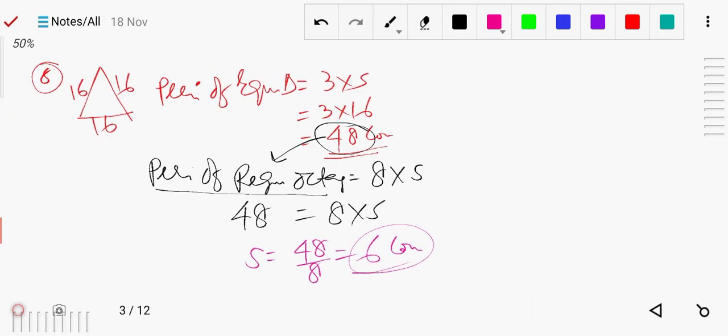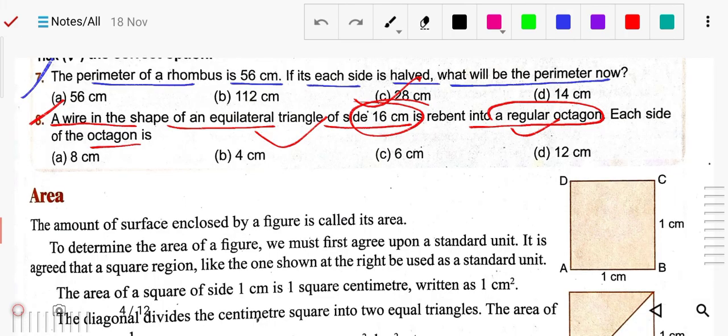Okay, you can check that. In the octagon there are 8 sides. So this is your answer, 6 centimeter. So here its answer will be 6 centimeter, this option. Okay, so again you can solve the rest of the questions.